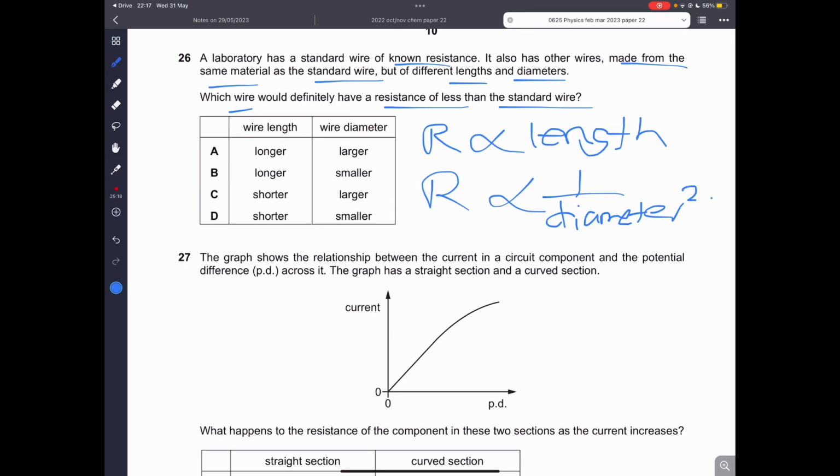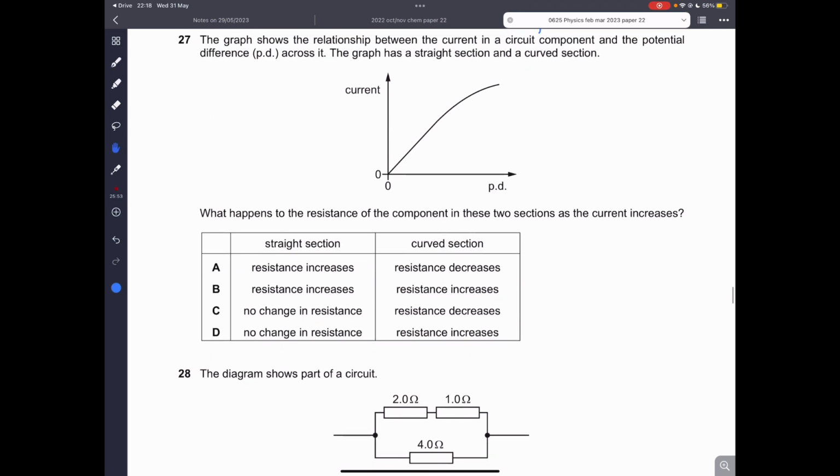And so what this means is that if the length increases, the resistance will increase. If the diameter increases, the resistance will decrease. And here it says you want a resistance that is less. So we have to obviously lower the length, so the resistance will be lowered. And then we want to have less resistance, so we have to increase the diameter. So the diameter has to be larger. So C is the correct answer.